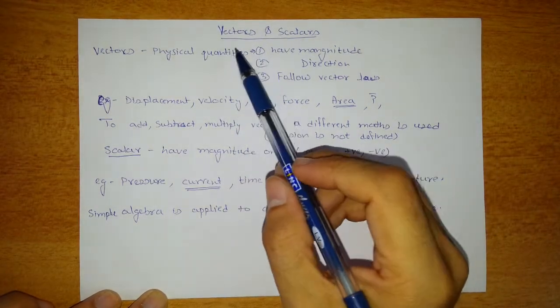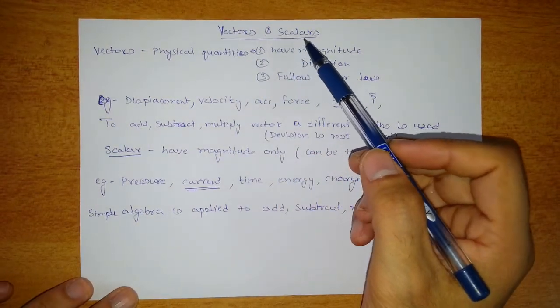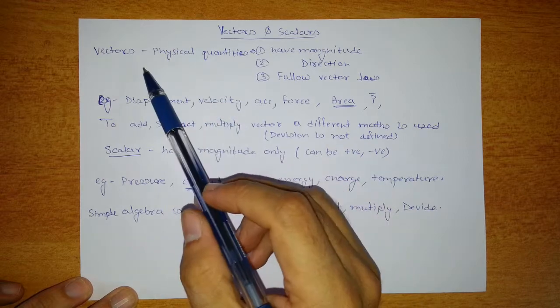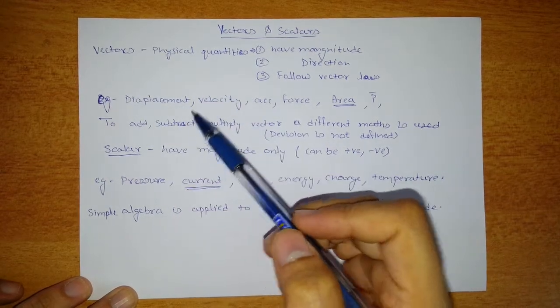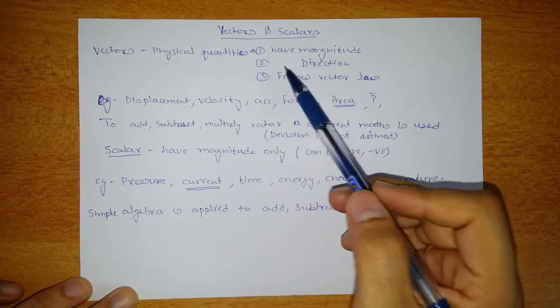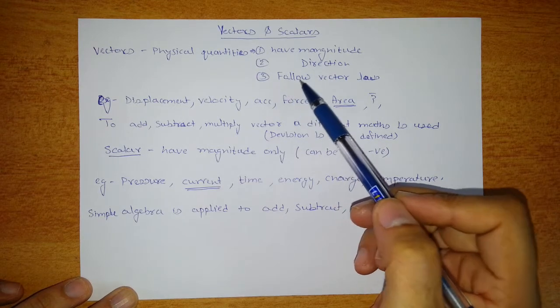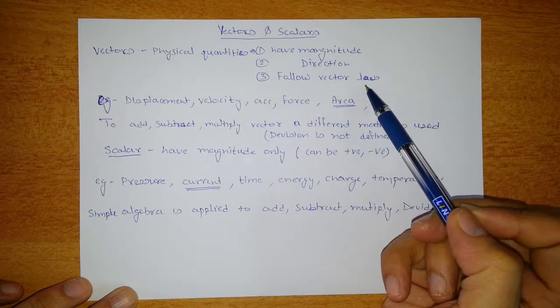In this video, we'll be talking about what are scalars and what are vectors. So let's start with vectors. Vectors are those physical quantities which have magnitude. They must also have direction, and they should also follow their vector laws.